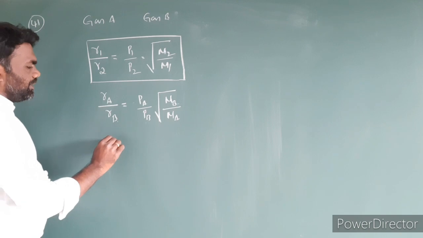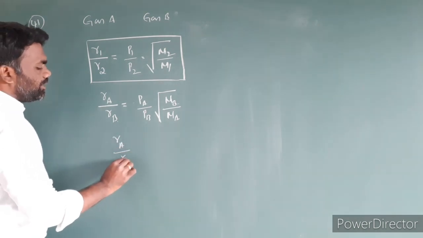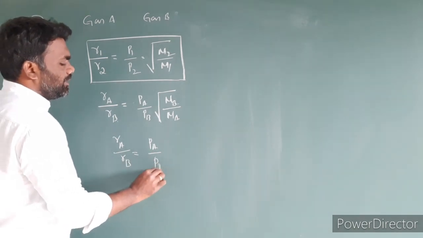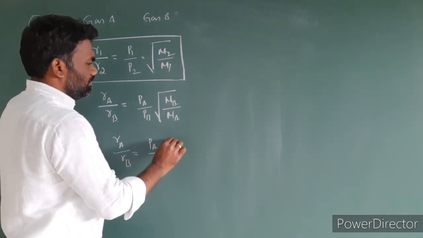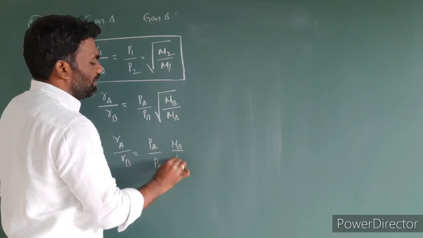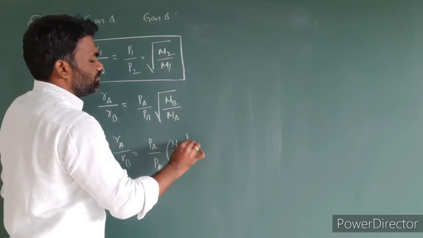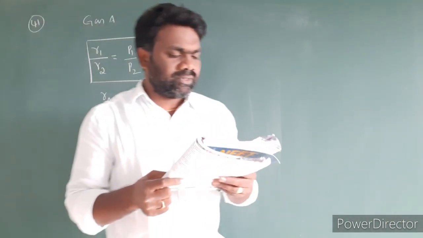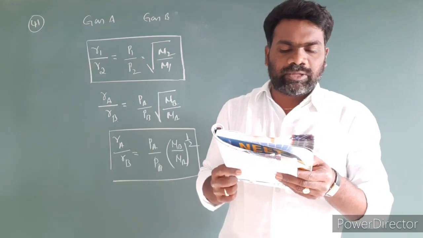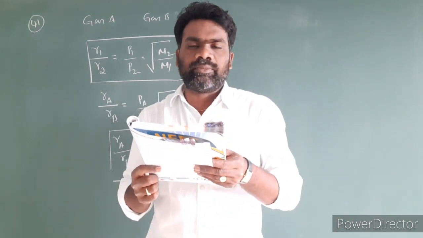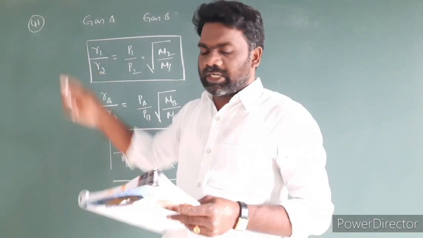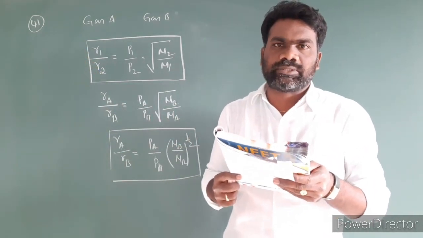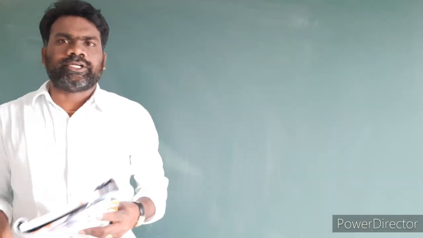The same equation can be represented as RA by RB is equal to PA by PB into (MB by MA) power 1 by 2. So like this also we can represent. For question number 41, look at the options. The third option, PA by PB into (MB by MA) power 1 by 2. So for question number 41, the third option is correct. Next, problem number 42.